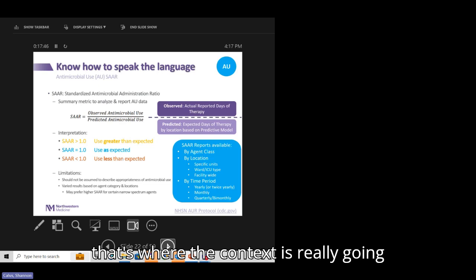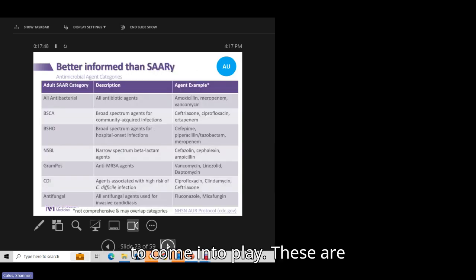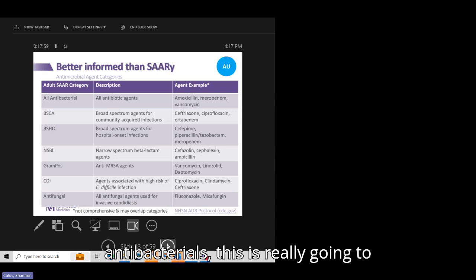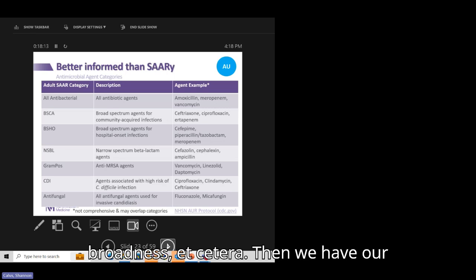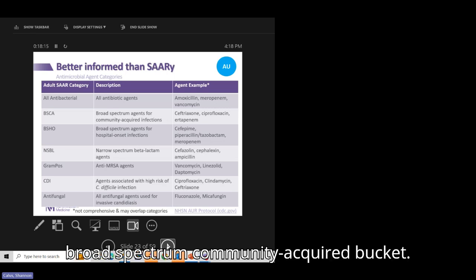So again, that's where the context is really going to come into play. These are some of the SAR categories, those agent categories, and forgive the pun here, but all antibacterial, so this is really going to be all antibiotics. You see some examples, amoxicillin, meropenem, vancomycin, so really any agent, spanning the gamut in terms of spectrum, gram-negative, gram-positive, broadness, etc.